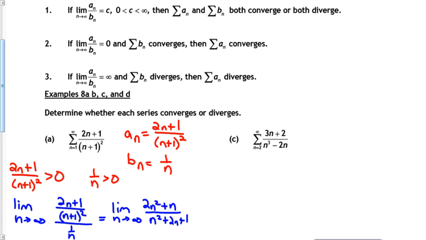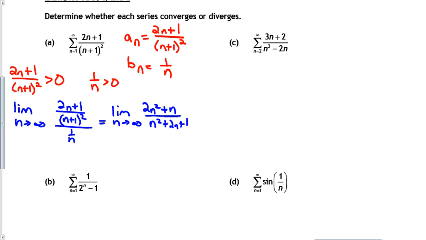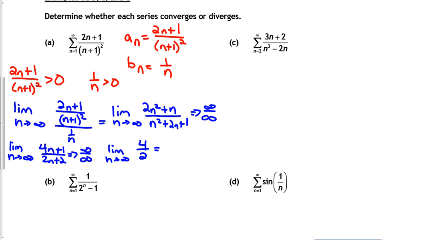And from here, I need to evaluate this limit. Some of you from pre-calculus can recognize this limit, and if you don't, then we do L'Hopital's. This is approaching infinity over infinity, so I need to do L'Hopital's rule. That gives me 4n plus 1 over 2n plus 2, which again approaches infinity over infinity, so I have another L'Hopital's rule. And I have 4 over 2, which is 2. So now I have a constant. I evaluated this limit and I got a constant.